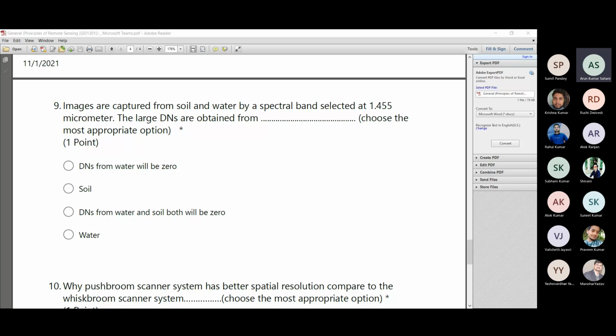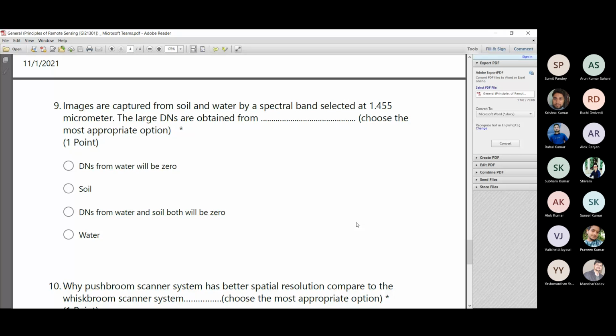How many of you have done it correctly? From the response summary, I see only four students have done it correctly. See, 1.455 is the water absorption band. And if we design our sensor at this particular wavelength, by considering it as a central wavelength, and we select bandwidth around it to design a sensor, in that case, in the atmosphere, the total energy is absorbed.